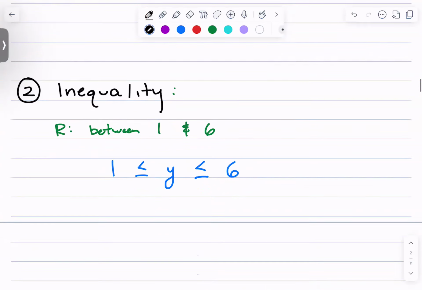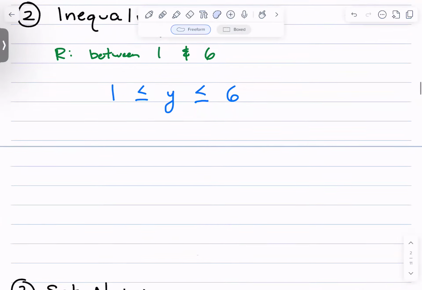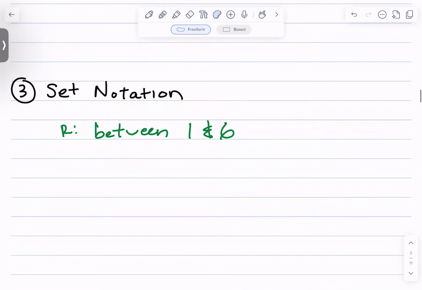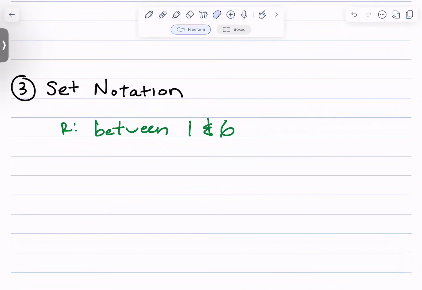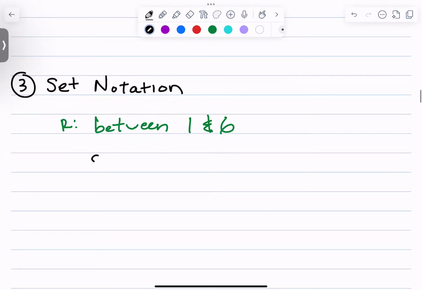All right, so that's my inequality. I want to copy this, and you guys will see why right now. My third way is set notation. Do not overthink it. It's just a way of writing it in terms of math. All we're going to add to our inequality is fancy bracket, fancy bracket.